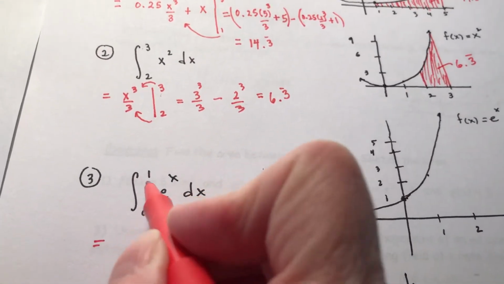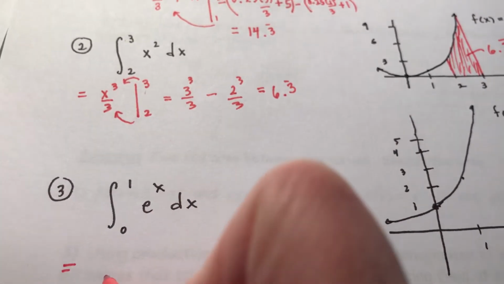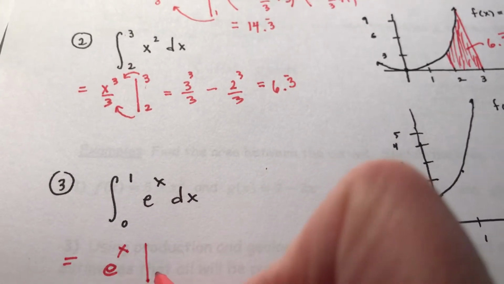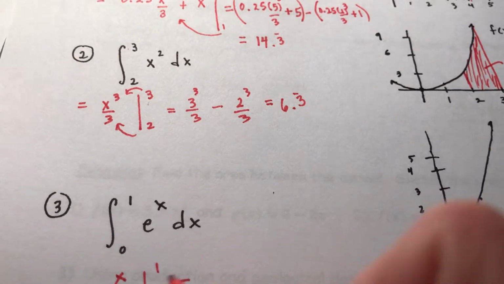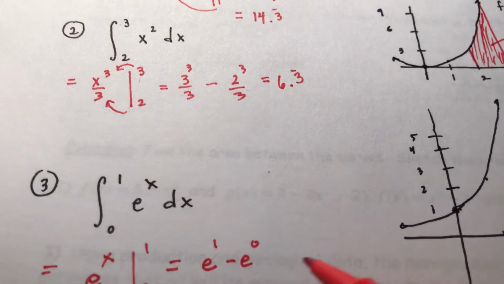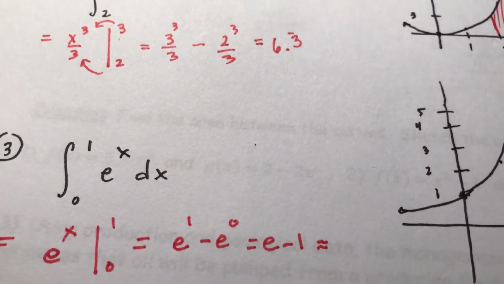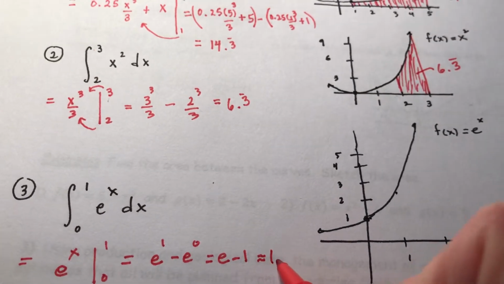The integral from 0 to 1, excuse me, of e to the x dx. Well, the integral of e to the x is itself, and then we're going to go from 0 to 1. If I put 1 in there, I get e to the 1 minus e to the 0, which is what? E minus 1. And I got that's about 1.718.